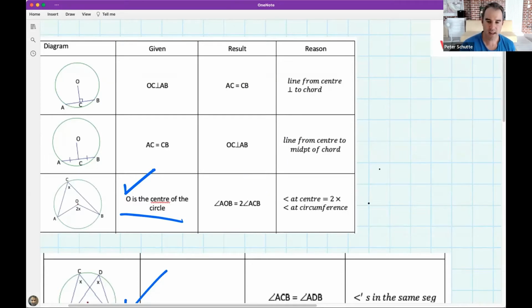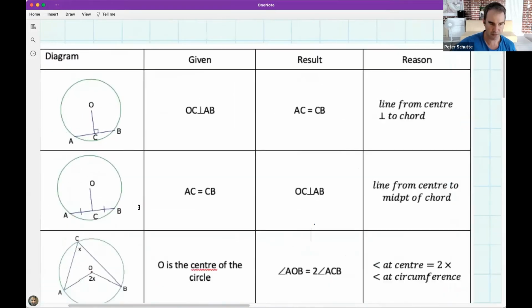If you look at this fact, the first column says what you're given. The second column says the result, like, what's the fact that you know? And then the reason that we use, or the shorthand. So for example, let's go back to one of the first theorems I spoke about, which is this one that looks like an arrowhead.